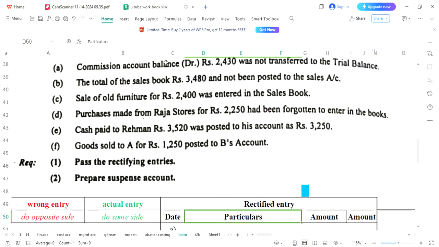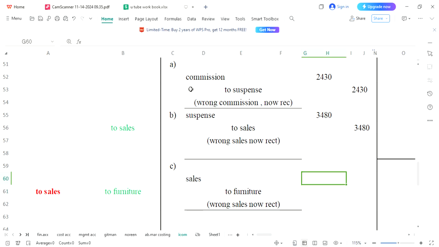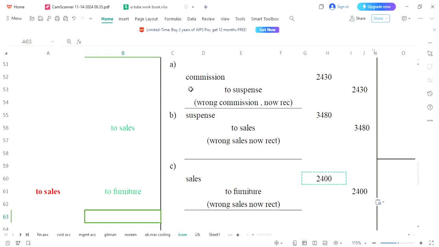Let's see how much amount C is. 2400. So 2400 would be written on the debit side and the same amount we will write on the credit side. C entry is completed.